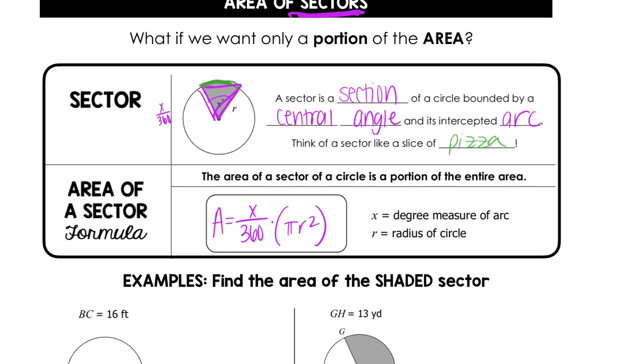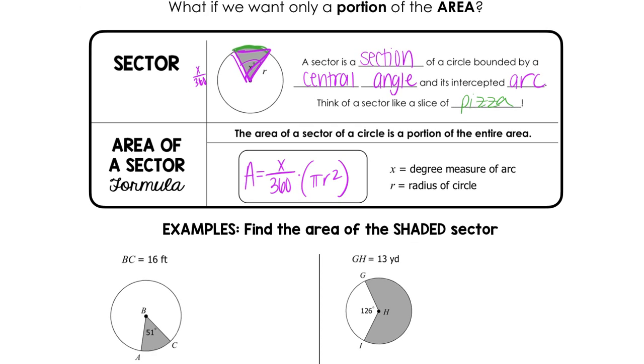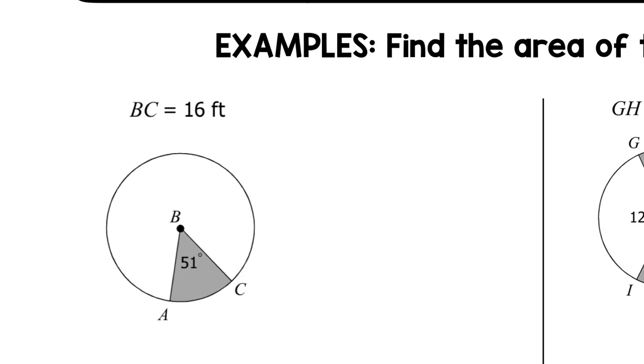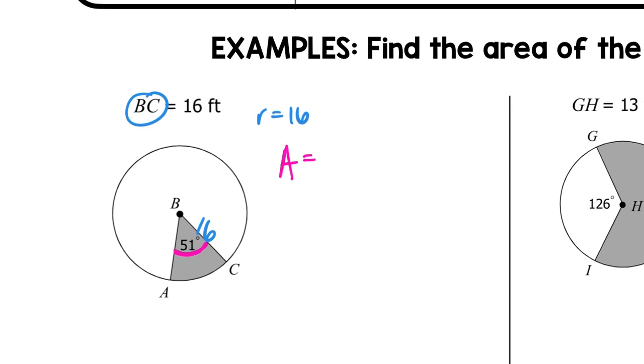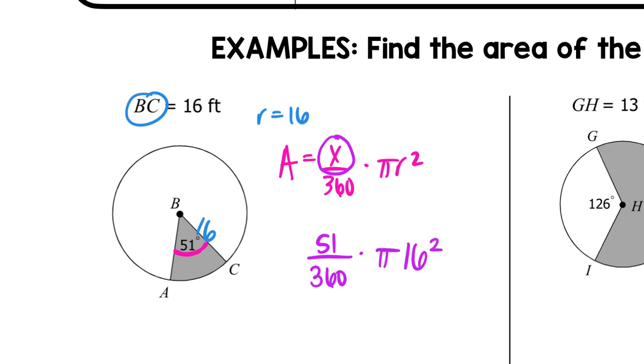Let's go ahead and take a look at some examples here. They want the area of the shaded sector for each of these. First off, they're telling us that BC is 16. That's a radius. So the radius is 16. And then the portion of the circle that we want is this 51-degree part of the circle. The formula for a sector is x over 360 times pi r squared. The angle that we have is 51. So we're going to do 51 over 360 times pi 16 squared.